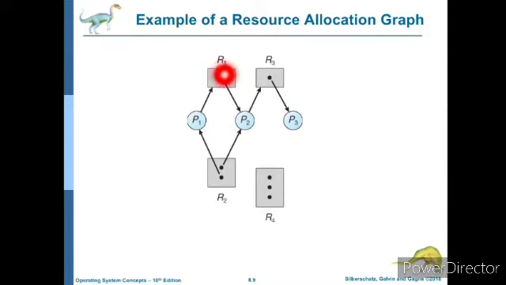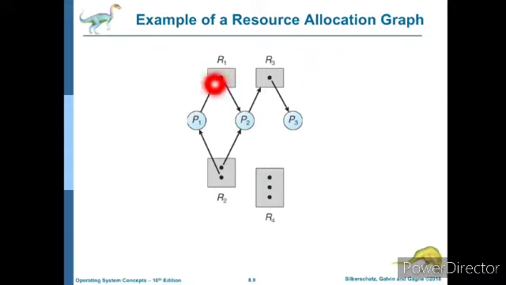Next one from R1 to P2. Next one is R3 to P3. So we have 2 request edges and 4 assignment edges. Now here we have 4 resource types R1, R2, R3 and R4, and they have instances.